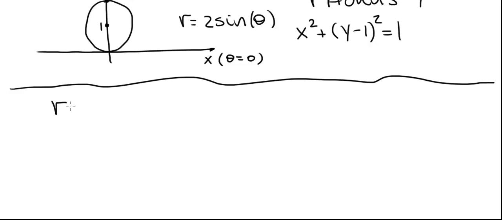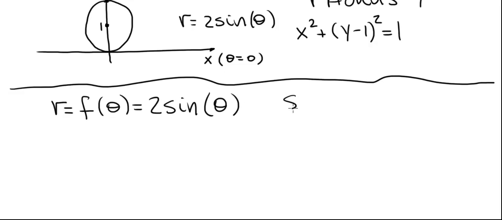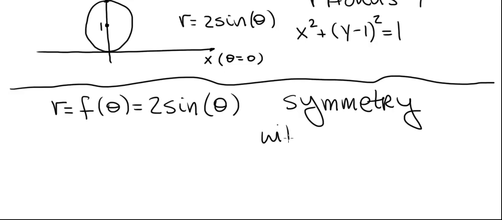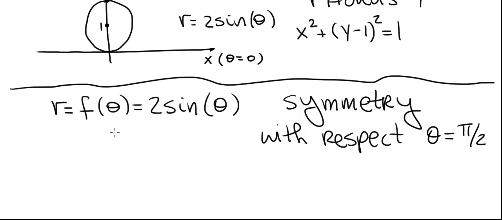Let's return to our problem. r is equal to f of theta equals 2 times sine of theta. So we're going to utilize symmetry. And there are several types of symmetries. This time we'll utilize symmetry with respect to the y-axis, which is the line theta equals pi over 2. So let's see when a polar graph is symmetric with respect to this line.